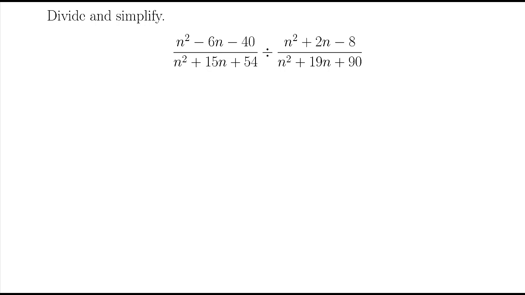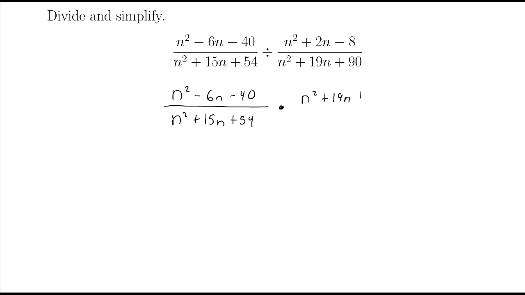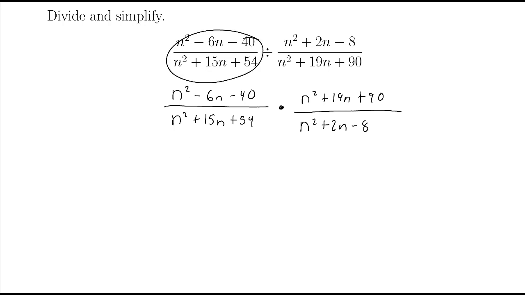So this should be rewritten as (n squared minus 6n minus 40) over (n squared plus 15n plus 54) times, flip it over, n squared plus 19n plus 90 is now my numerator, and n squared plus 2n minus 8. Notice I'm only flipping the second one, right? I'm not flipping the first one because I'm not dividing by the first one. I'm dividing by the second one. So flip the second one and change it to multiplication.